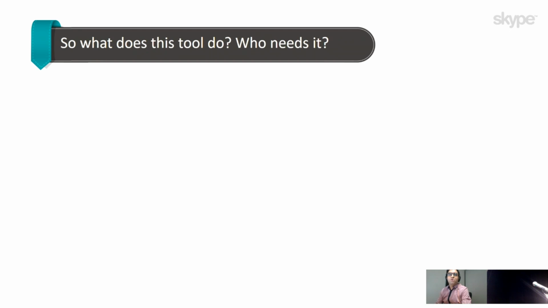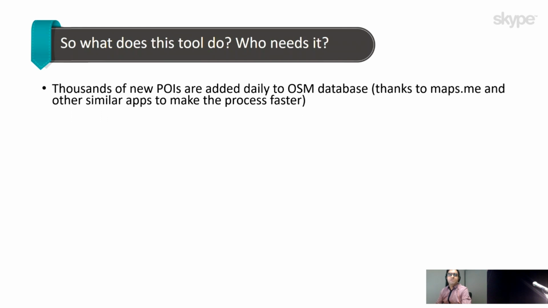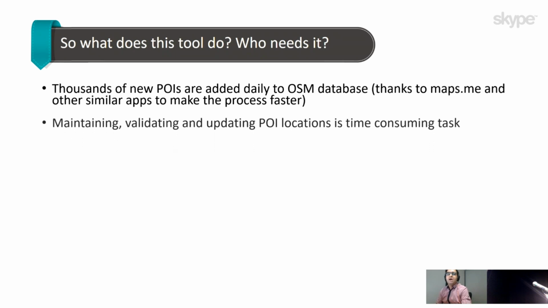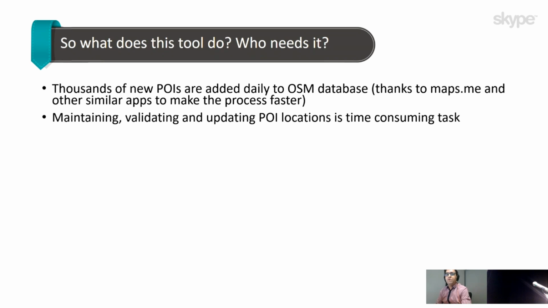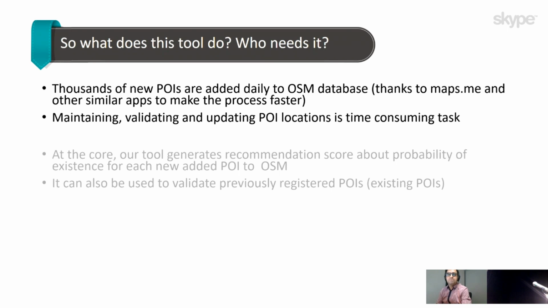So what does this tool do? As you know, thousands of new POIs are added daily to the OSM database. I've seen one of the presentations from the Maps.me people saying that when they added Maps.me, many people started to add points of interest, and thank you to them for making this process faster. So we know that maintaining, validating, and updating point of interest locations is a very time-consuming task.